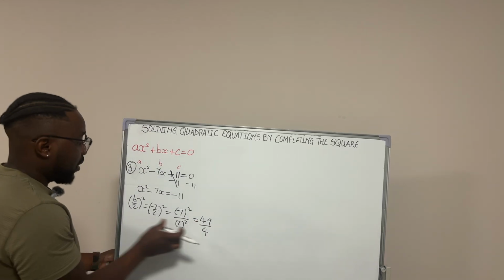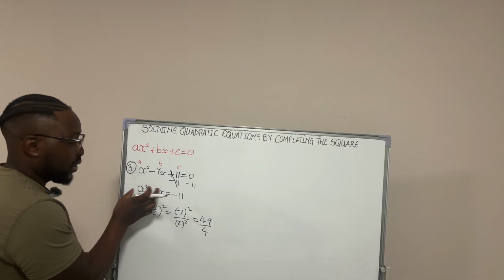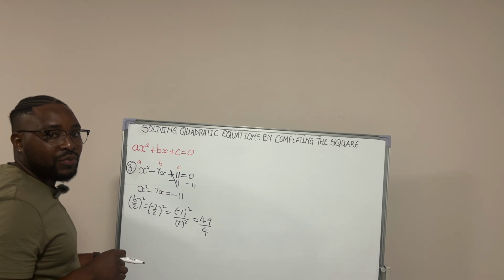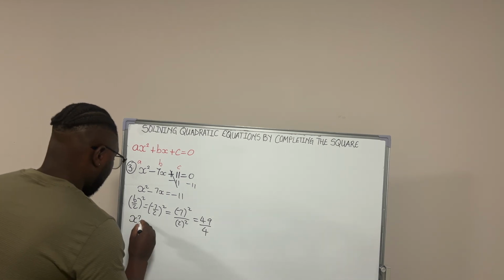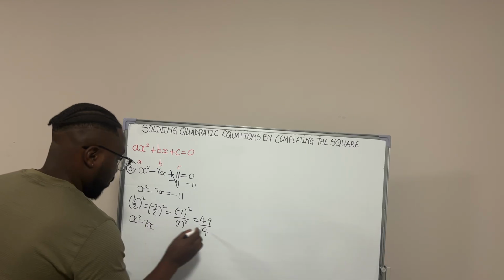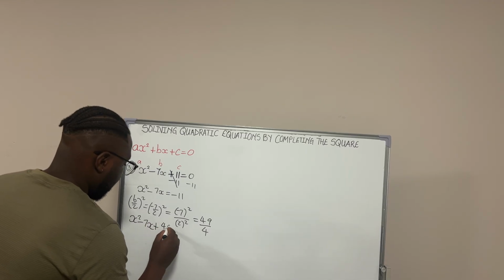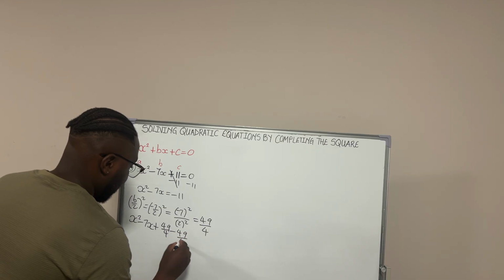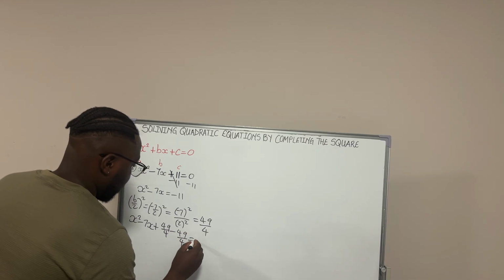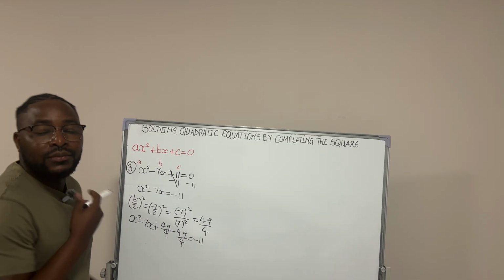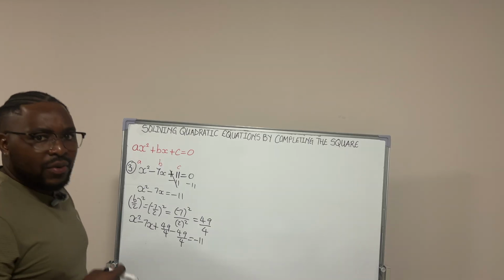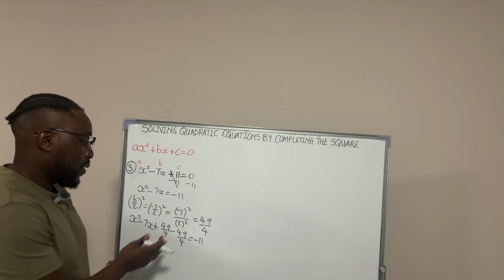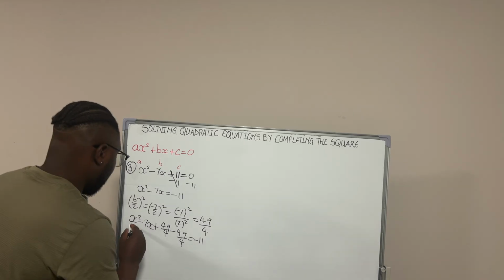Okay, so this is a number that we have to add and subtract to this expression while keeping the value of the expression, right? So let us do that. Then we shall have x squared minus 7x, we're adding, plus 49 over 4 minus 49 over 4 equal to negative 11. Okay. What will be our next step? Our next step will just be simplifying the left side of our equation, right? Let's look at this expression.